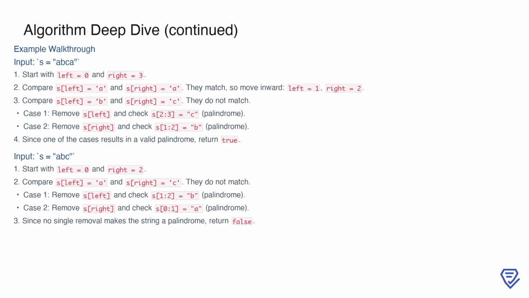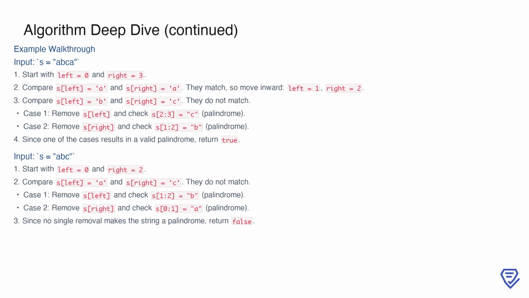For the input ABC, the first comparison between A and C also results in a mismatch. Again, we consider two cases, removing A or C. Both cases leave us with substrings that are not palindromes. Therefore, we return false, as no single removal can make the string a palindrome.